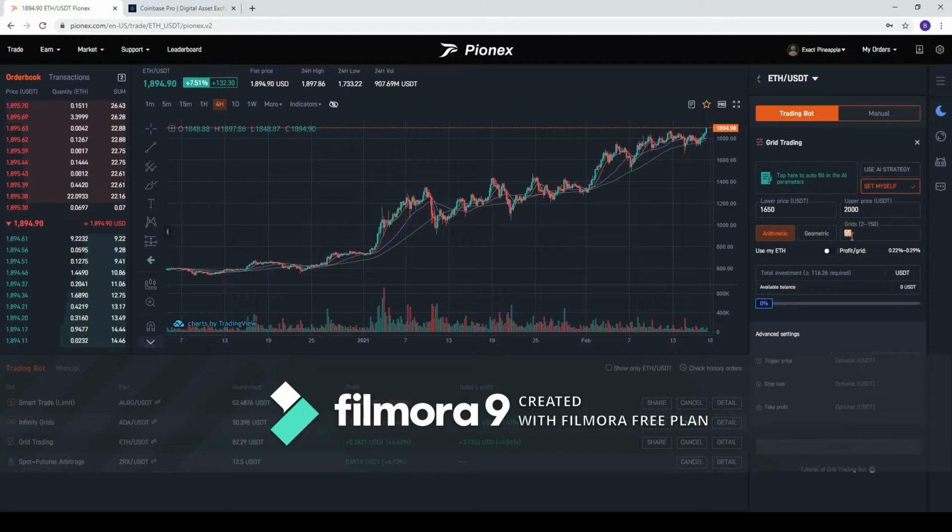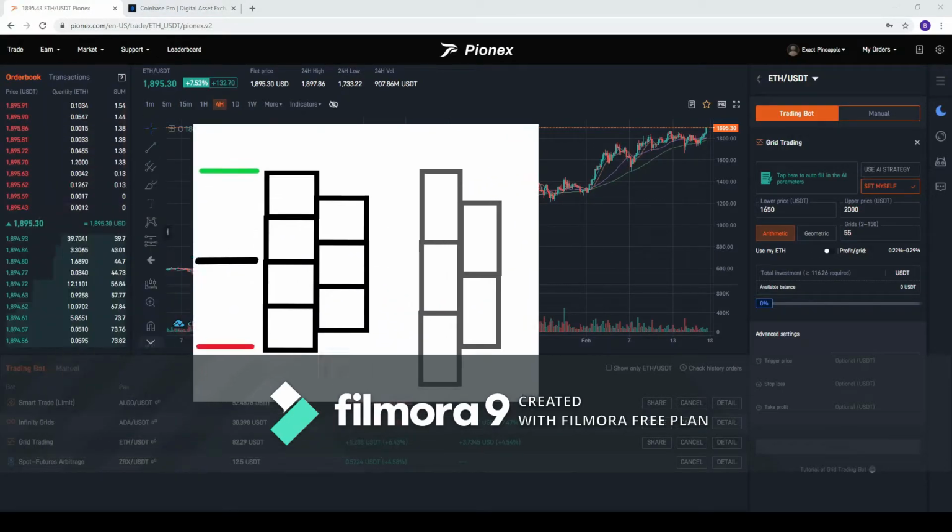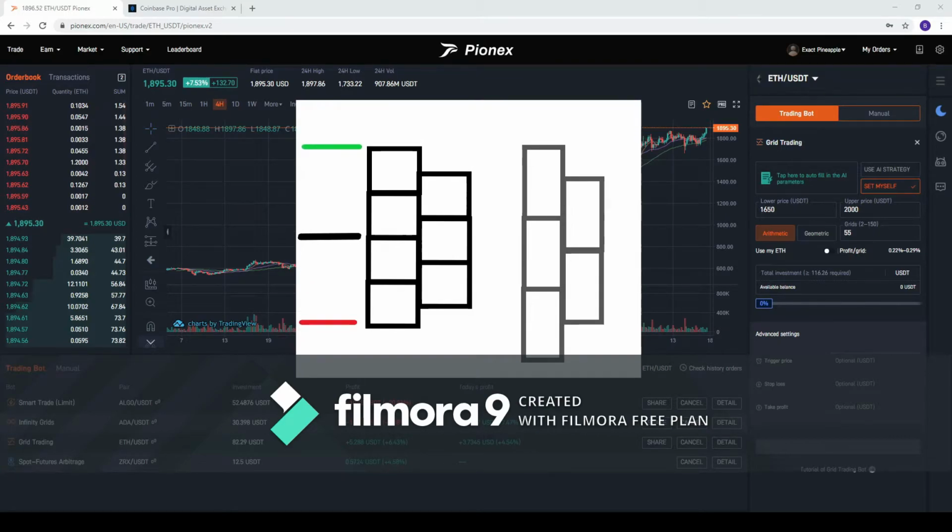So then we're going to go into grids. And what a grid is, we can pick between 2 and 150. And the grids are the amount of spaces between our lower limit and our upper limit where we want to do buys and sells. Okay? So let's see if I can quickly explain here. I made this sweet little chart. So essentially, with a grid bot, what we're doing is we are purchasing at this middle limit, okay? And let's say this middle limit is 1,700.